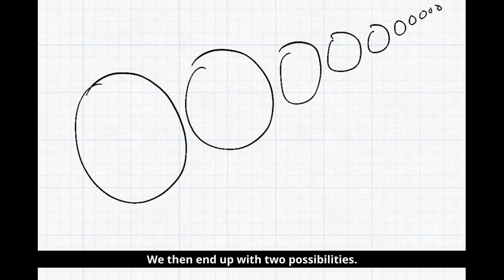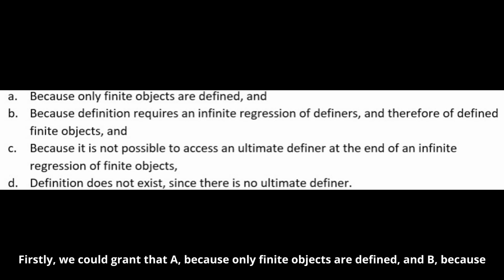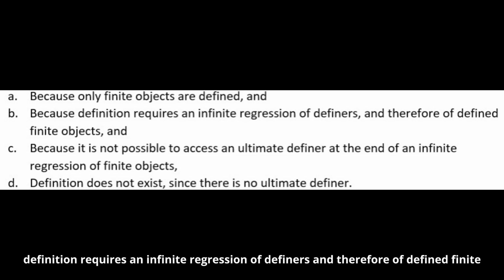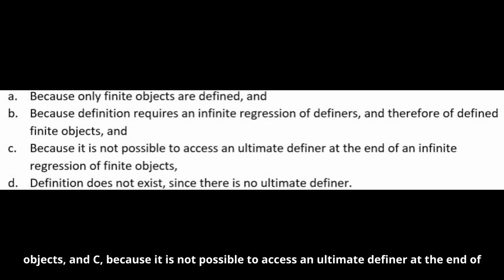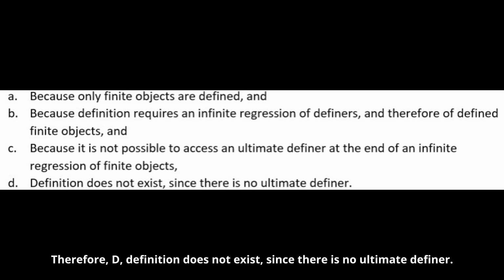We then end up with two possibilities. Firstly, we could grant that A, because only finite objects are defined, and B, because definition requires an infinite regression of definers and therefore of defined finite objects, and C, because it is not possible to access an ultimate definer at the end of an infinite regression of finite objects. Therefore, D, definition does not exist, since there is no ultimate definer.